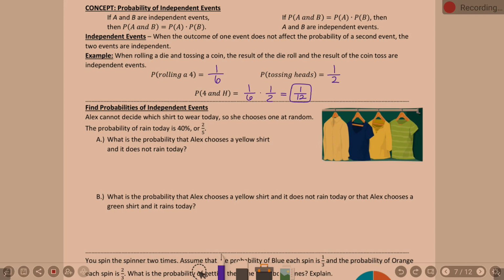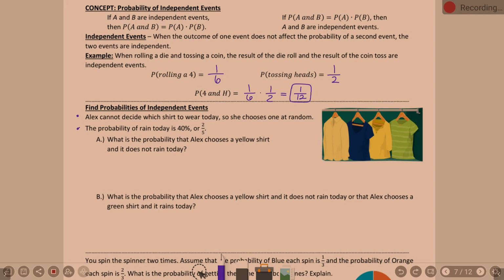Okay, let's look at a few other examples as time allows. May or may not get all the way through to the last example, but we'll try. Okay, let's talk about Alex. Alex cannot decide which shirt to wear today, so she chooses one at random. And then, totally separate fact, the probability of rain today is 40% or 2/5. 2 random facts, yes? Okay. Now, the question in A is, what is the probability that Alex chooses a yellow shirt and that it does not rain?